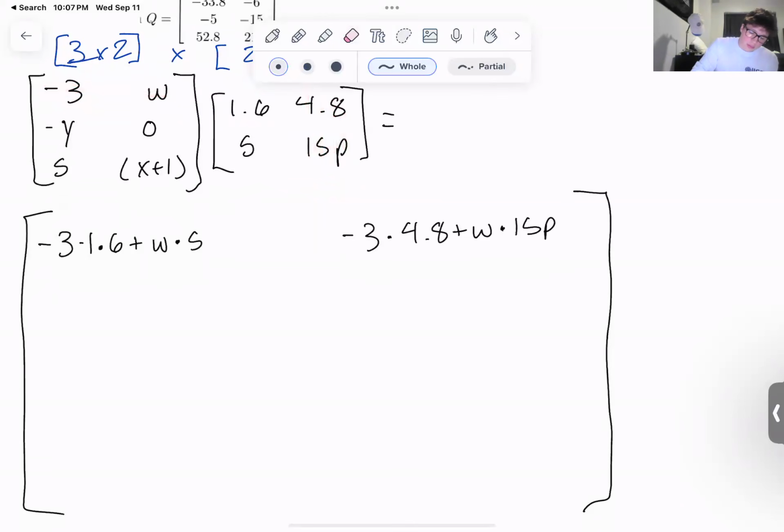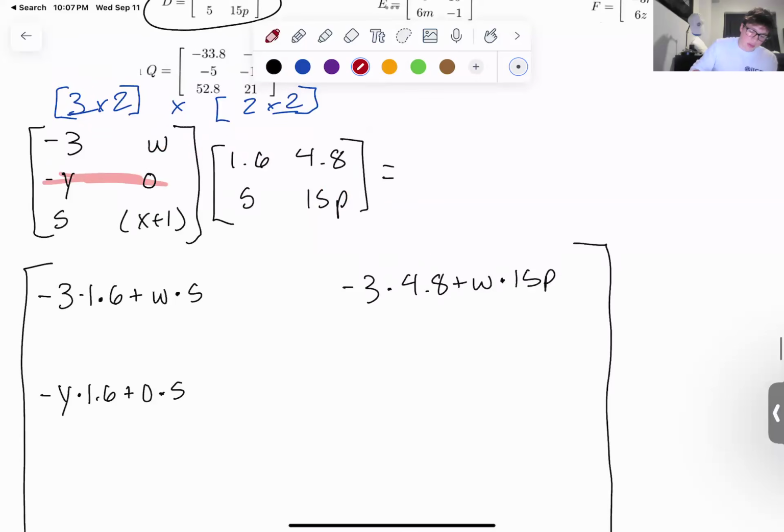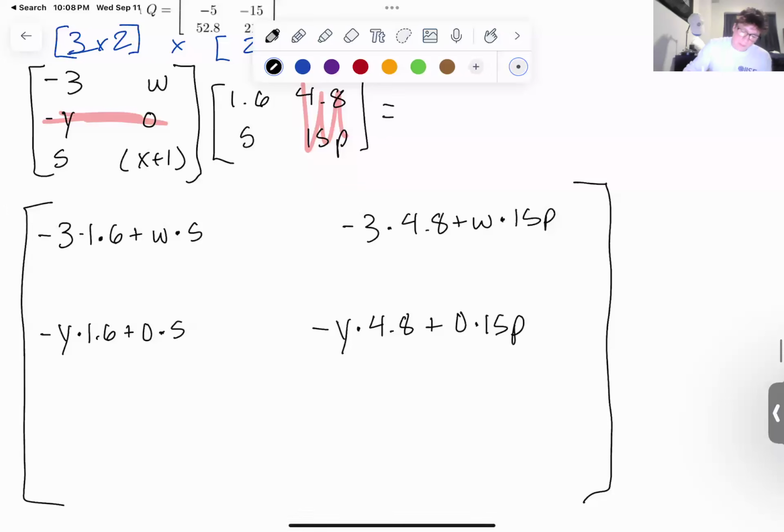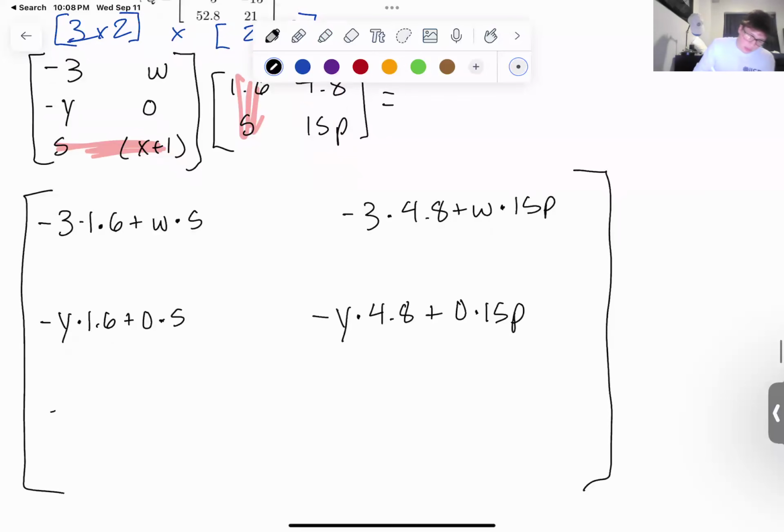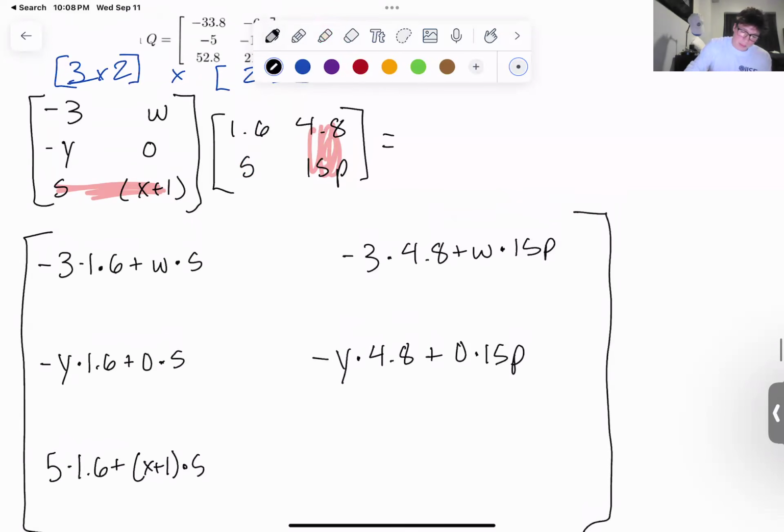Now for the second row, I'm going to multiply the second row with this first column. So -y times 1.6 plus 0 times 5. And for the second row, second column spot, I multiply the second row with this second column. So -y times 4.8 plus 0 times 15p. And then finally, it's going to be this last row with this first column. So 5 times 1.6 plus x plus 1 times 5. And then I'm going to be multiplying it by this column right here. So 5 times 4.8 plus x plus 1 times 15p.